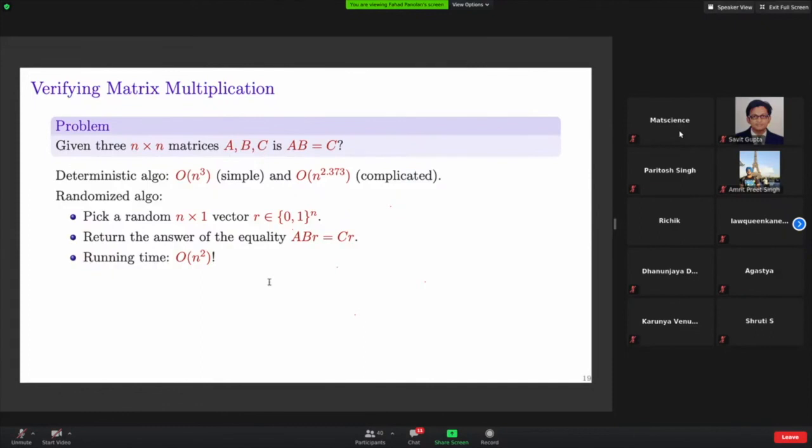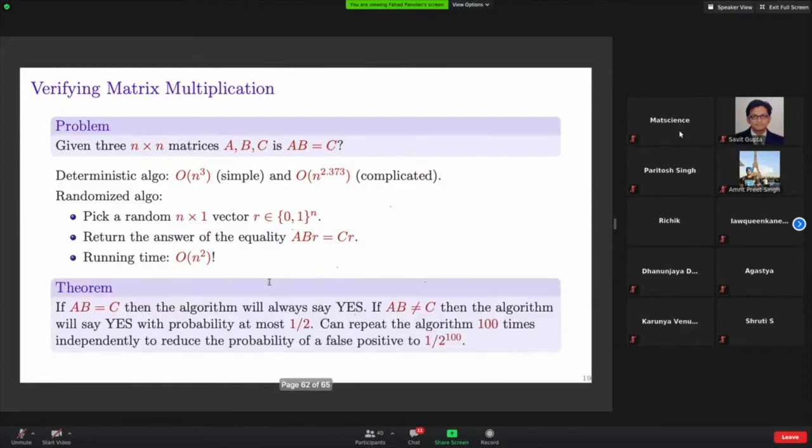And it may not be true. You may get ABR equal to CR even if AB is not equal to C. When AB equals C, you are definitely going to get ABR equal to CR. But there is a chance that if AB is not equal to C, your random vector will give you ABR equal to CR. What you can prove is if AB is not equal to C, then the algorithm will say yes with probability at most half, which means the probability of failure is at most half. This you can try to prove by yourself.